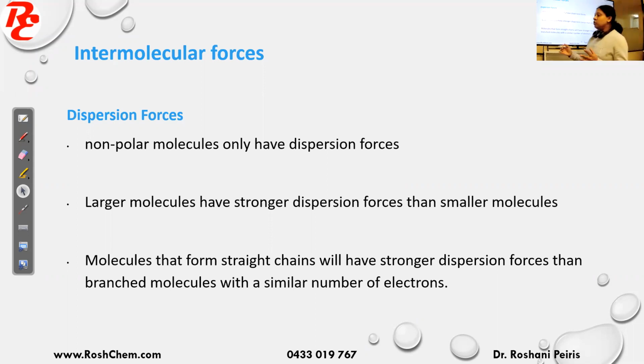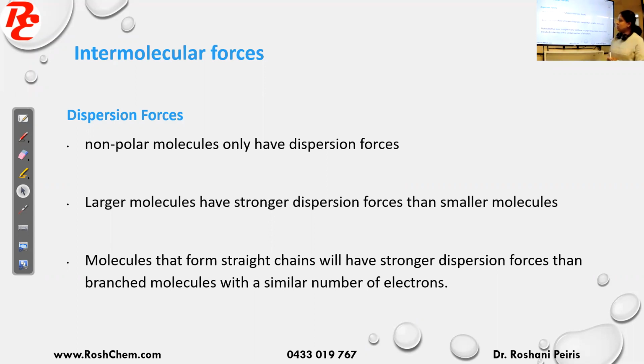For example, you take two non-polar molecules like hydrocarbons. If I take CH4, which is methane, and then I take pentane. Methane only has one carbon whereas pentane has 5 carbons. So the larger one, the pentane, will have stronger dispersion forces. That's why the melting and boiling points of pentane are higher than those of methane, right? So the larger the molecule, the stronger the dispersion forces.